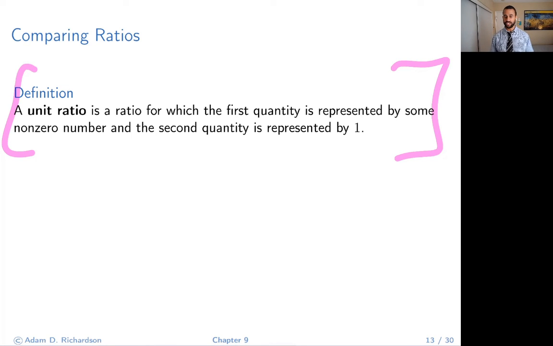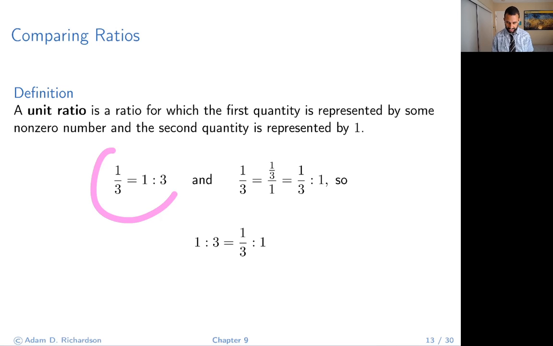All right, here's the other definition that you will need to memorize. A unit ratio is a ratio for which the first quantity is represented by some non-zero number and the second quantity is represented by 1. Let me give you an example. The second quantity is represented by 1. That is what we call a unit ratio.